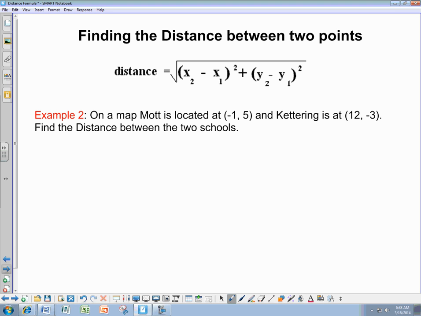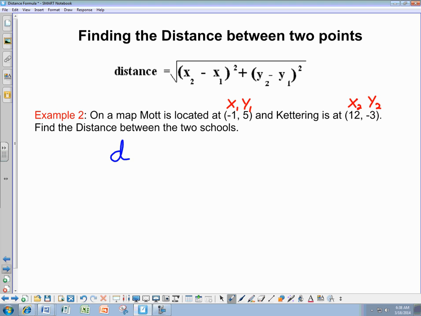All right, so we're going to do the same thing we did in the last problem. We're going to go ahead and label our first point x1 and y1. So that's where Mott's located. We're going to label our second point x2 and y2. And that's where Kettering is located. And now we're going to use our distance formula to find the distance between these two schools.